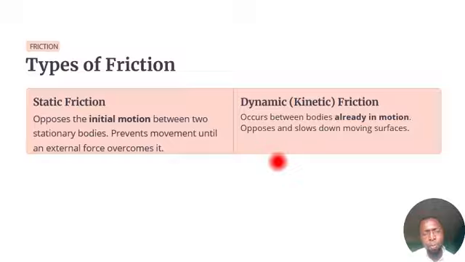Okay, those are the two major types of friction. Although we also have what we call rolling friction when an object is rolling on the ground. The force that is trying to oppose the rolling of the object is called rolling friction. But in our own curriculum, we focus on static friction and kinetic or the dynamic friction.